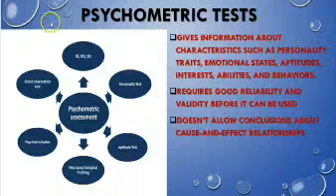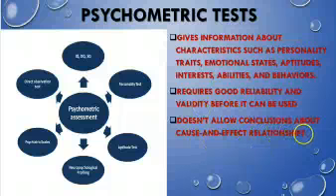And of course, we use psychometric tests, which give information about characteristics such as personality traits, emotional states, aptitudes, interests, abilities, and behaviors. And it also requires good reliability and validity before it can be used. But it doesn't allow conclusions about cause and effect relationships either.